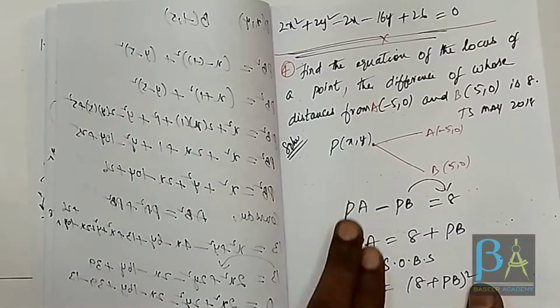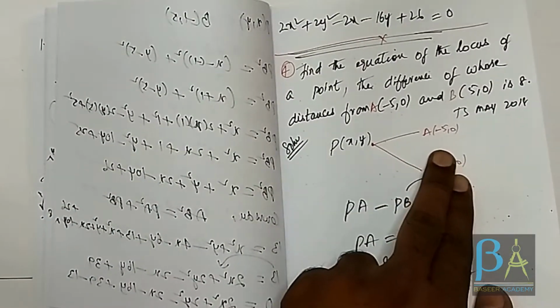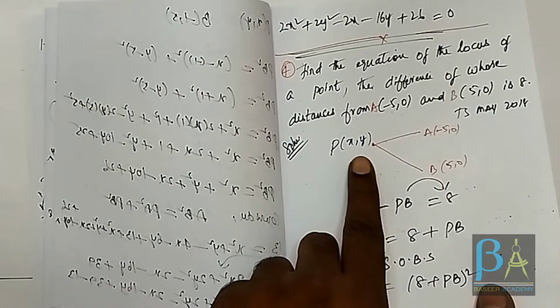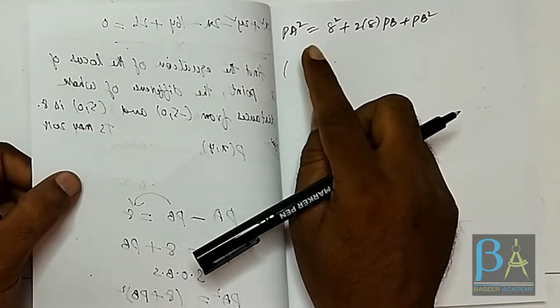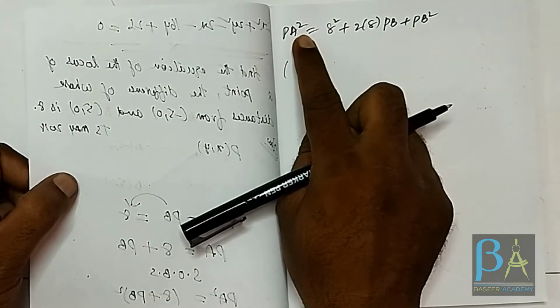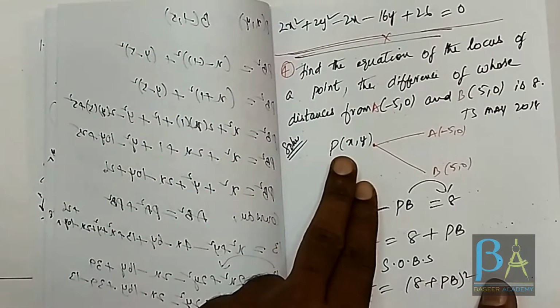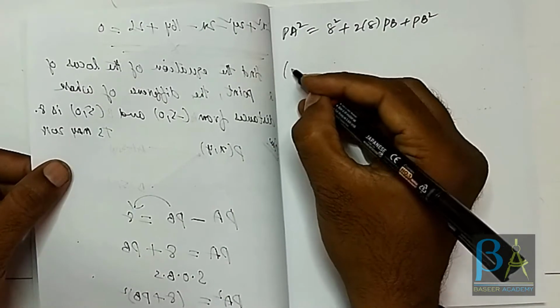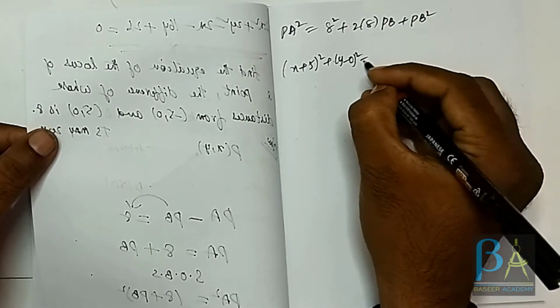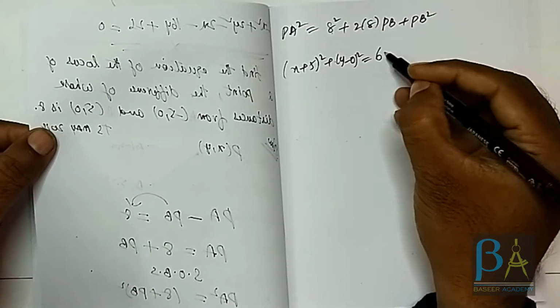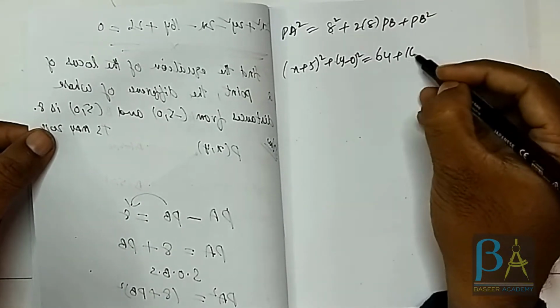The distance formula, what do you really do? You subtract the x coordinates and then square it, plus you subtract the y coordinates and then you square it, right? I am not going to write an under root because I have a PA square here. So this is going to be (x plus 5) whole square plus (y minus 0) whole square, and on the right hand side I have 8 square, which is 64. 2 into 8 is 16.